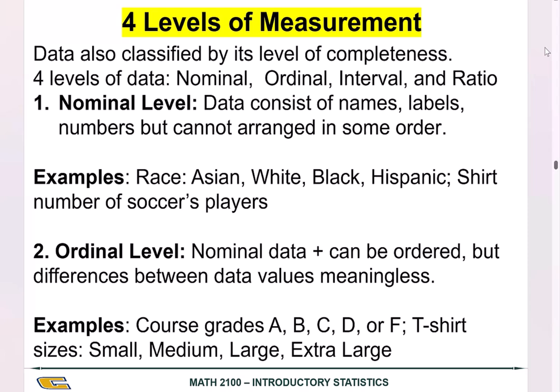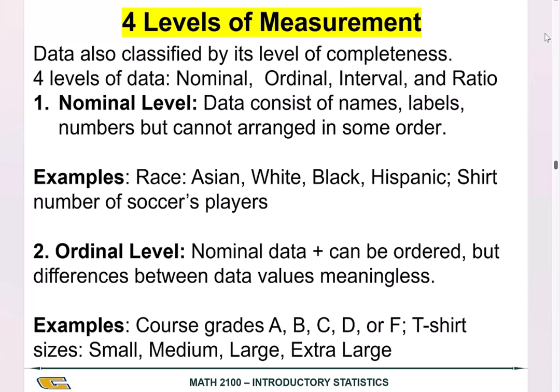Now, let us look at another way people also use to classify data, based on its level of completeness. Here, people sometimes don't use quantitative or qualitative, but prefer nominal, ordinal, interval, and ratio, because this gives you a sense of how complete your data is. The first type, the most basic kind of data, whenever you can record it, we call nominal level. It has names, labels, numbers, but cannot be arranged in some order.